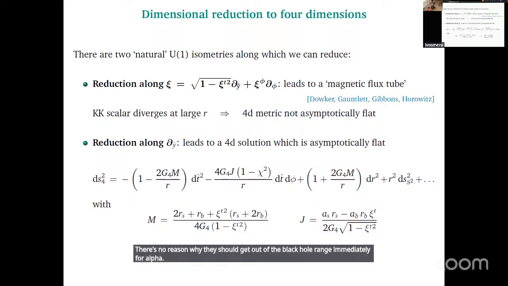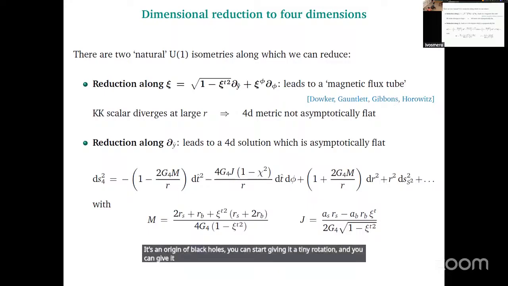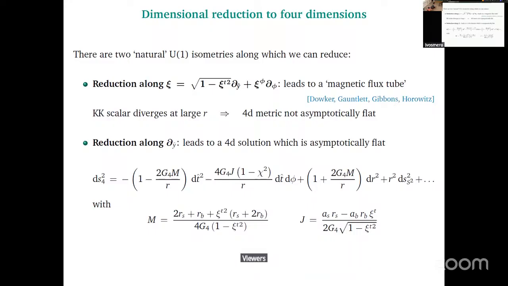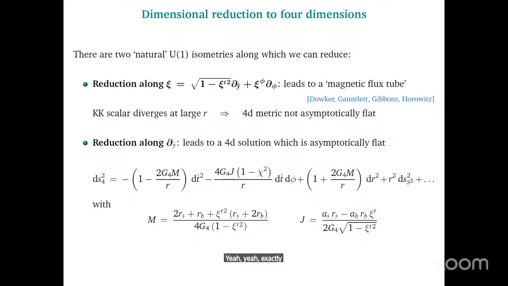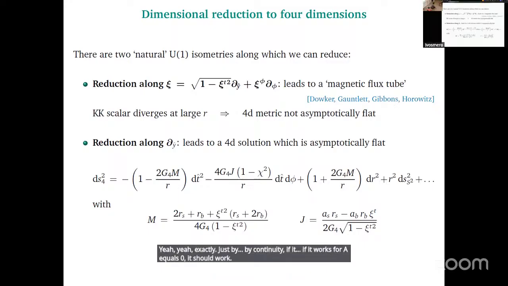A black hole is non-extremal, so you can give it a tiny bit of rotation, and you can give the topological star a tiny rotation too, because alpha can be as small as you want. I don't know if it can be as small. Exactly, just by continuity, if it works for A equals 0, it should work, at least for small A.